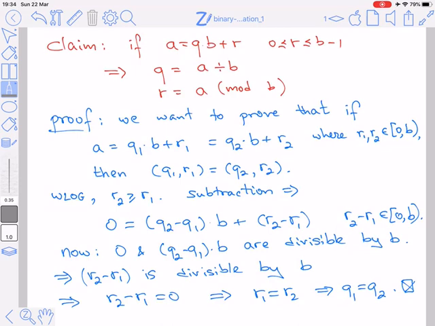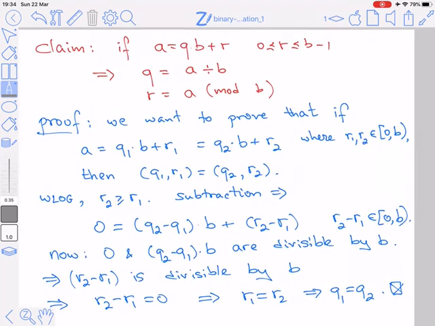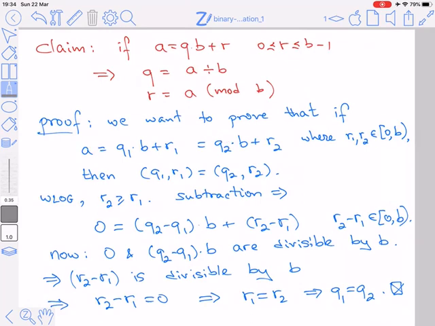How do I show that? Well, without loss of generality, I can assume that R2 is greater than or equal to R1. If this is not the case, then I just flip them. Good. Now I subtract these two equalities. This minus this, and all of them equal A. So I get on the left-hand side 0. And on the right-hand side, excuse me, I get the difference. The difference, Q2 times B minus Q1 times B plus R2 minus R1.